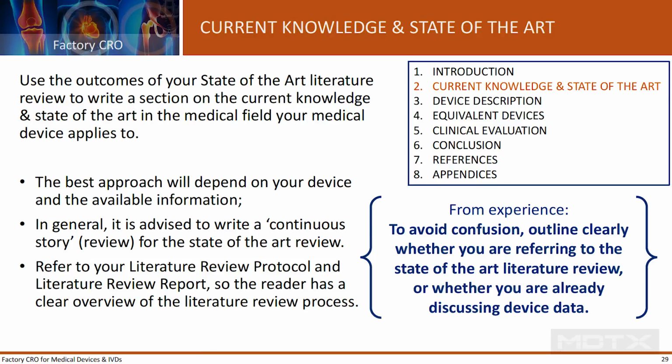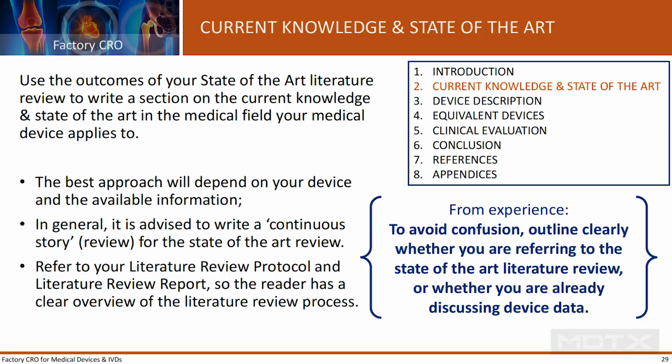Then is current knowledge and state of the art. So you did your search, now you have to make sure that you write your review. It will depend a bit on your device and the amount of data that's available, how that state-of-the-art section will look. As I just mentioned, if there are a lot of systematic reviews available, it's easier to write a review. If there is not that much, because it's a very specific indication and it's in an area where just not much is published, you may want to write summaries of the articles that you found and evaluate them and then bring them together.